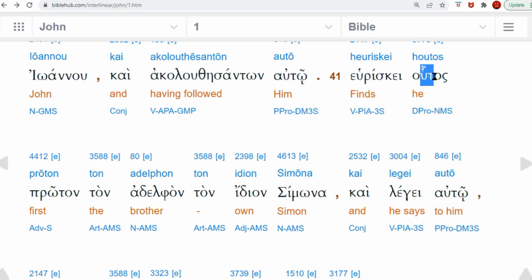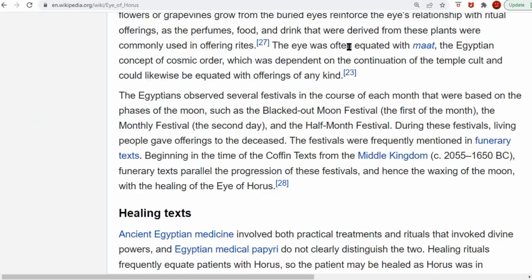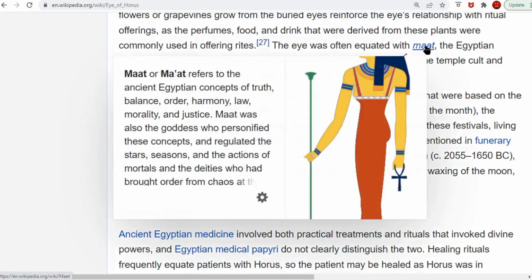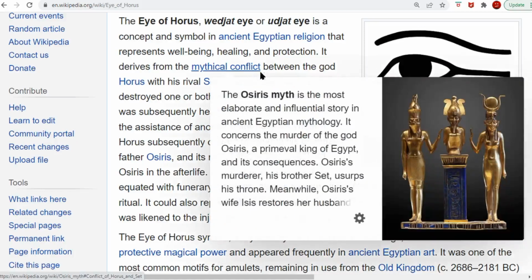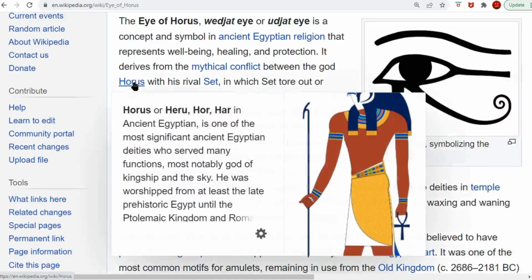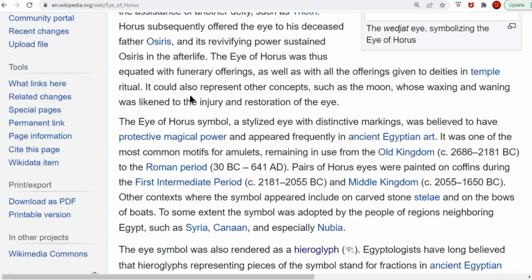And so this utus, that's also the Greek word for the eye of Horus. The all-seeing eye, the widget. It was often equated with Maat, meaning the truth and balance and order and harmony and law. And it derives from the mythical conflict between the god Horus, the horizon, and his rival Set, the sunset. And it could also represent other concepts such as the moon, whose waxing and waning was likened to the injury and the restoration of the eye.